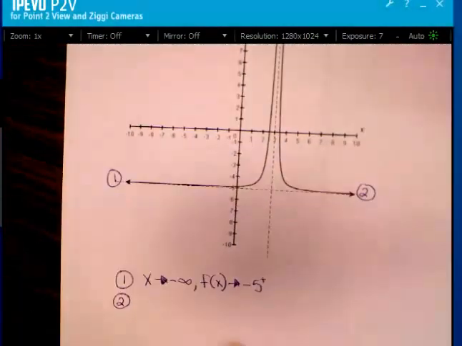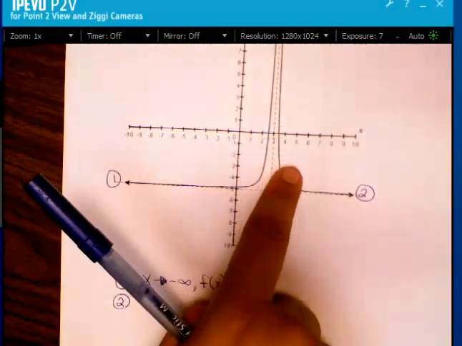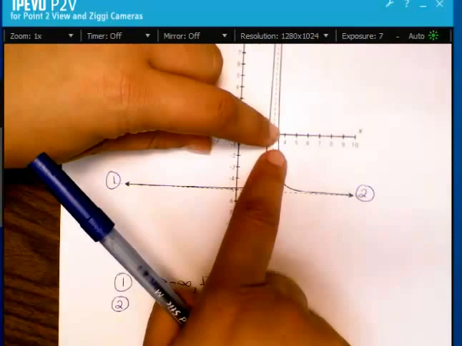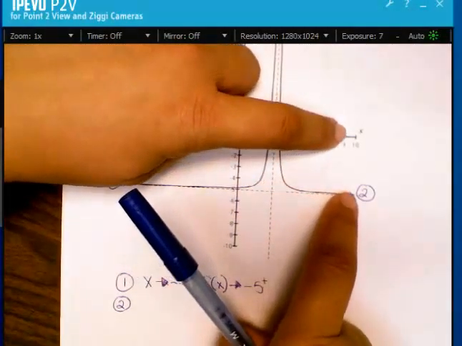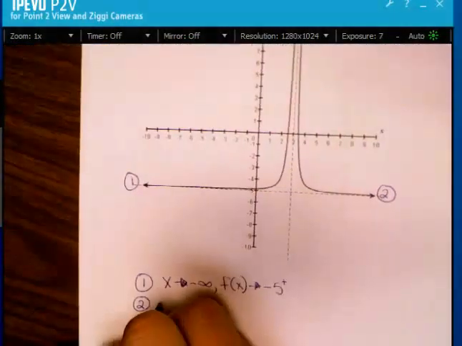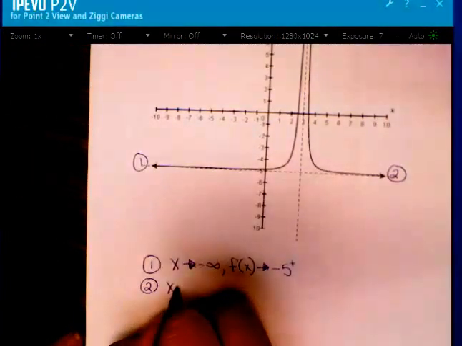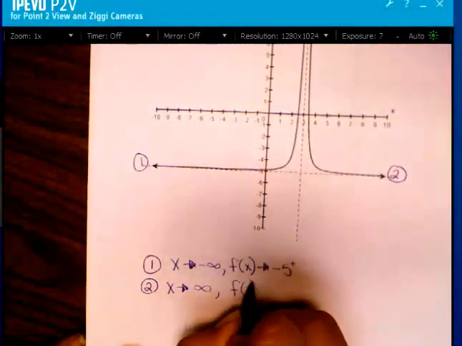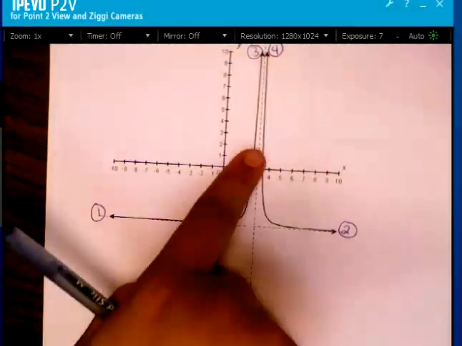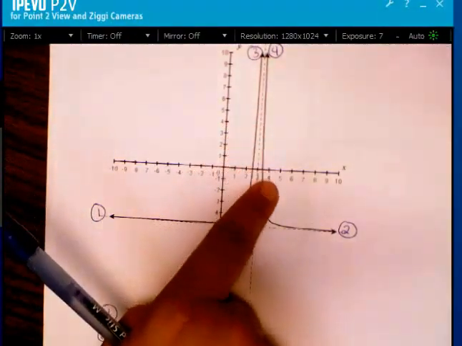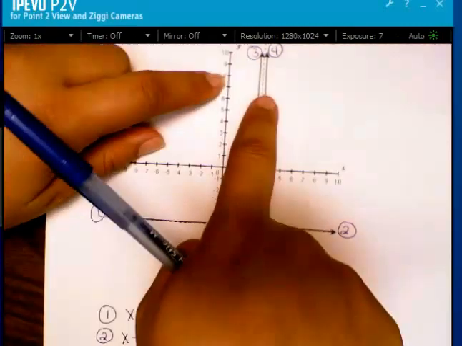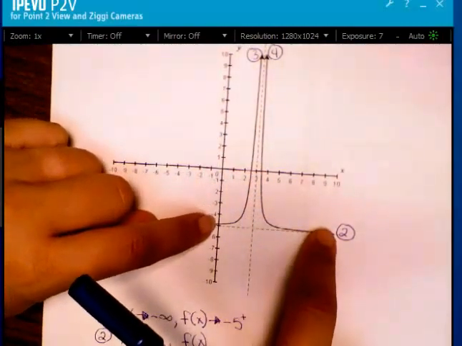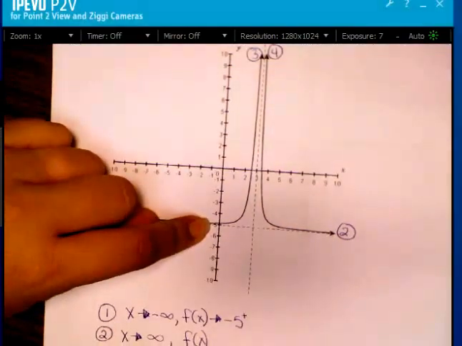Okay, looking at end behavior number 2. As I follow this function with my finger, we want to look at what's happening with the x values. As I follow it, you can see that the x values are getting larger and larger. So that means as x goes to positive infinity, we want to look at what's happening to the y values. As I trace this, you can see that these y values become smaller and smaller, and it approaches that negative 5.